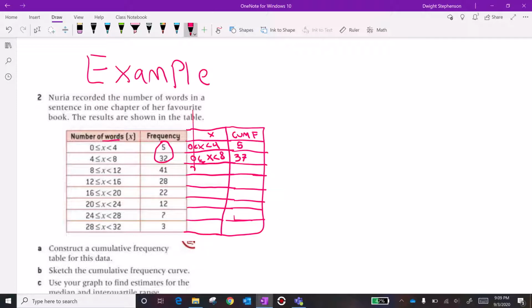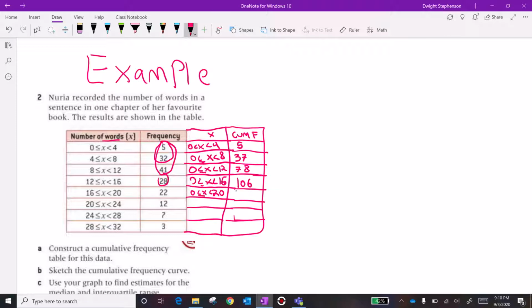The next one we're going to go from 0 to 12. And again, that's just going to be all 3 of these together. So we're adding 41 to this, right? So that's going to be 78. And then we're going to go from 0 to 16. And that's just going to be adding on the next one, plus 28, which is going to be 106, and so on and so forth. You just keep going like that.